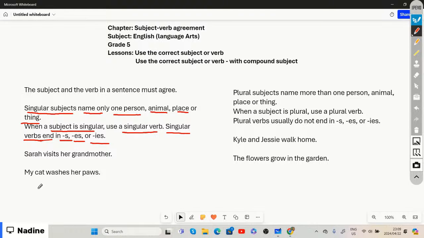All right, let's look at an example. Sarah refers to one person. Sarah visits her grandmother. So Sarah is our subject, which refers to one person. And visits ends with an s. This is our verb.